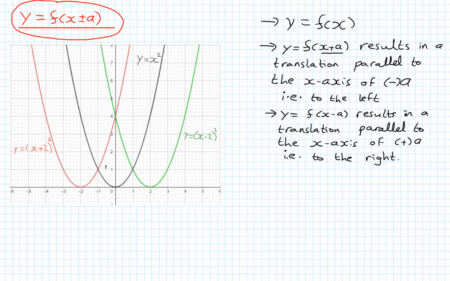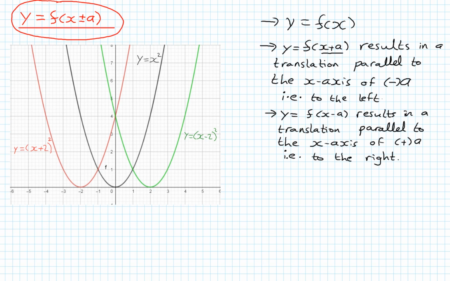So we see it move to the left. And if we do y equals f of x minus a, it results in a translation parallel to the x-axis of positive a, so it moves to the right. So that's just something to bear in mind. A negative will make it a plus.